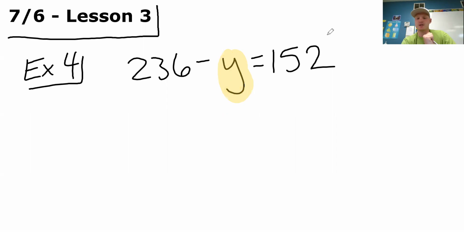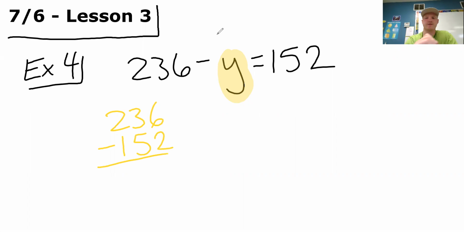So we need to rearrange this problem into a different problem. This one's a little different. 236 is our first value, y is our second value, and then 152 is our last value. So we don't just add these two together. We need to do something different. What we're going to do is take 236 and subtract 152 from it, and then we'll check ourselves to make sure we got it right. 236 minus 152 will give us our y value.